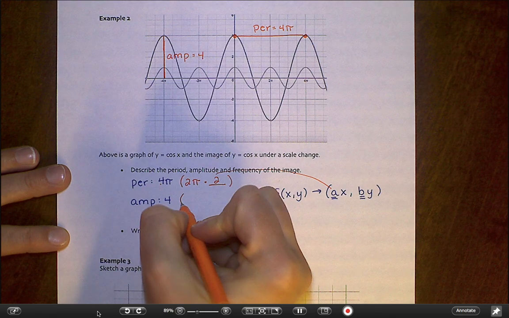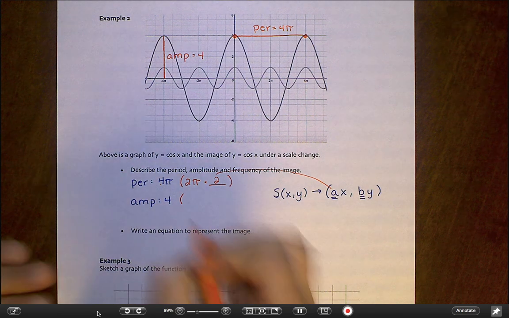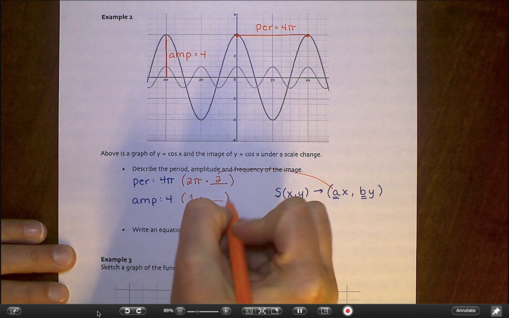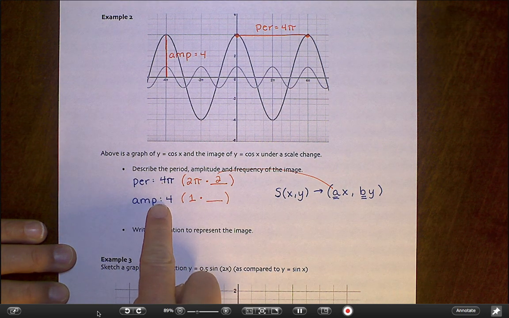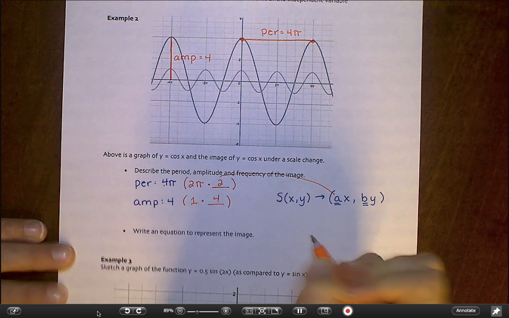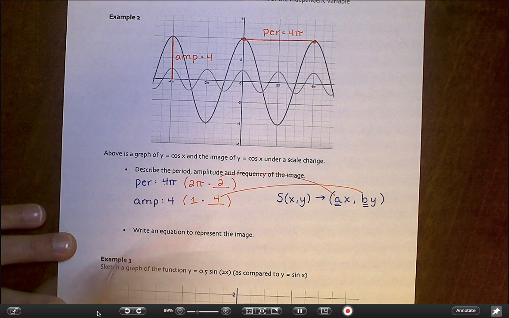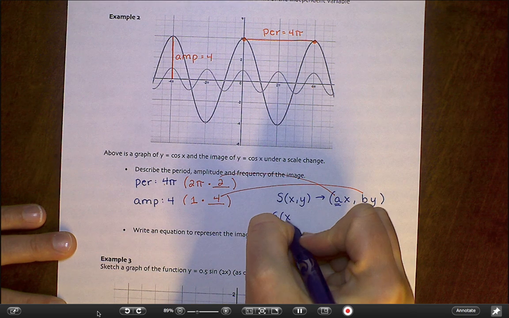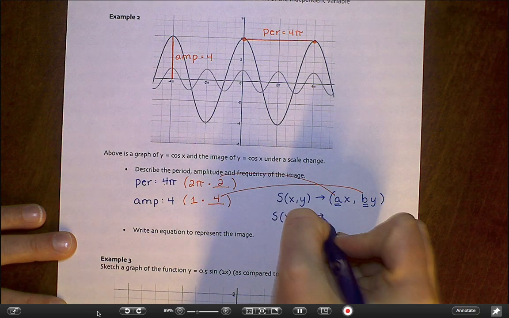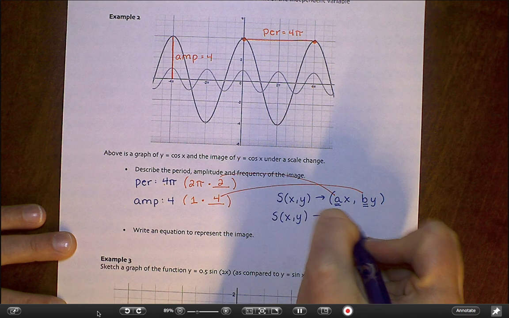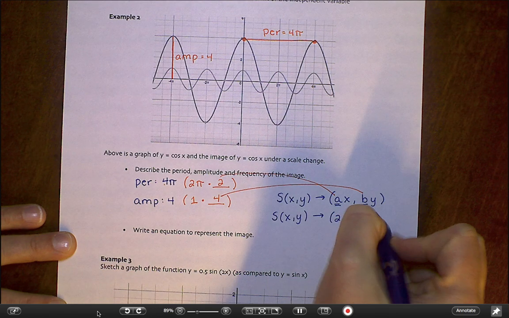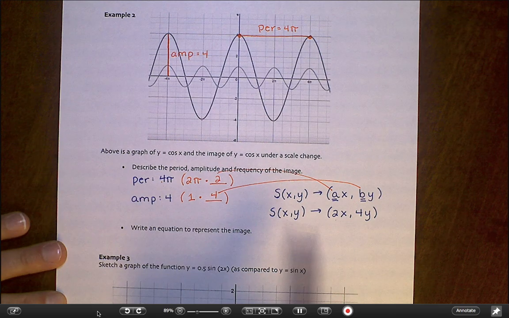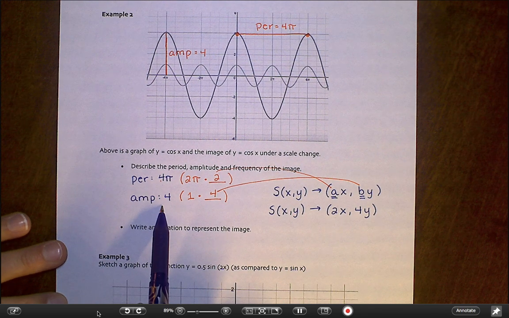This one's easier. I'm still going to write it out just so you can get the idea, but my original amplitude was 1, and I want to know what did I have to multiply it by to get it to turn into a 4? Well, that would just be a 4, and that's giving you your b value. So my rule would be 2x, comma, 4y. I did a horizontal stretch, which made my period get larger, and I did a vertical stretch, which made my amplitude get larger.